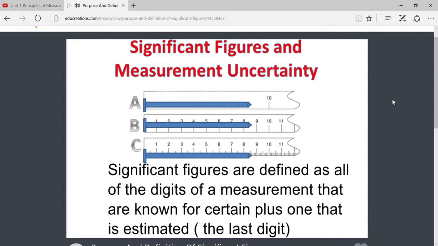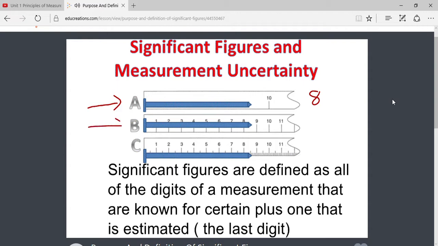When looking at ruler A to measure the nail length, we can see there is much uncertainty in the measurement as there is only one mark on the whole ruler. All we can truly be certain of with this measurement is that the value is somewhere less than 10. Perhaps we estimate the value is 8.